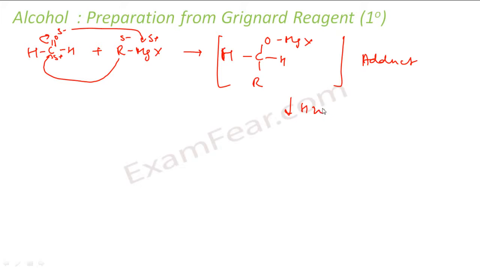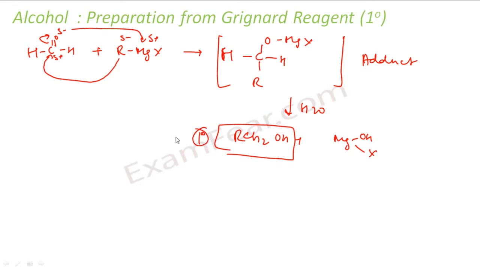Now on this you add water. So what you get is R-CH2OH and MgOH, with X coming out. This is what you get, and if you see, this is a primary alcohol, 1 degree alcohol.